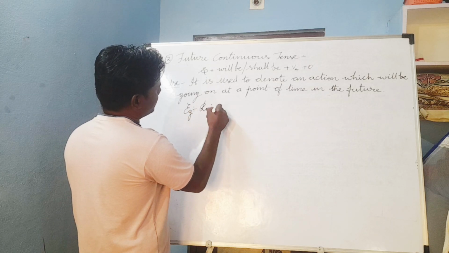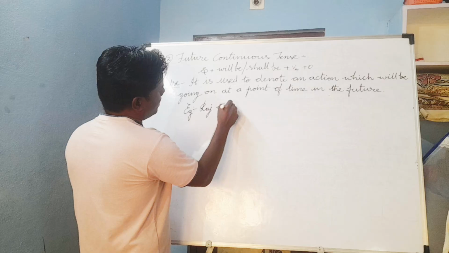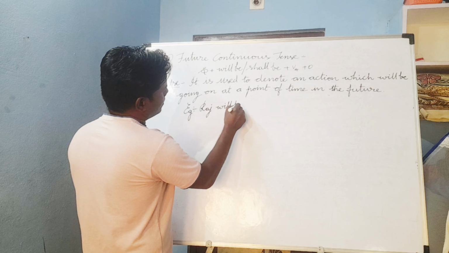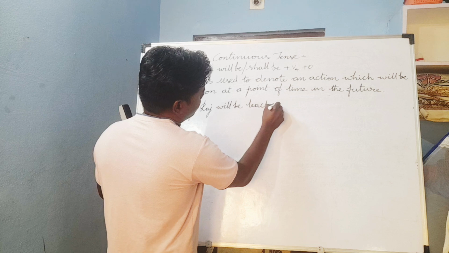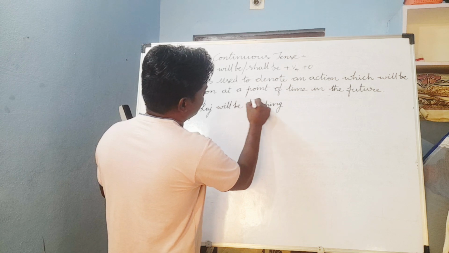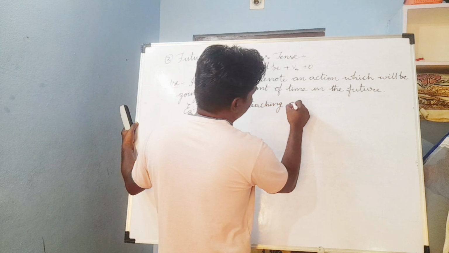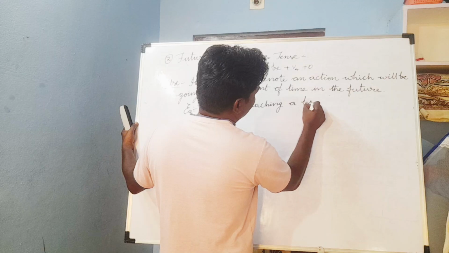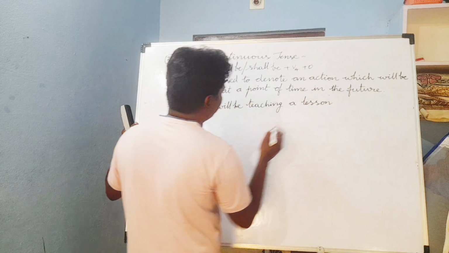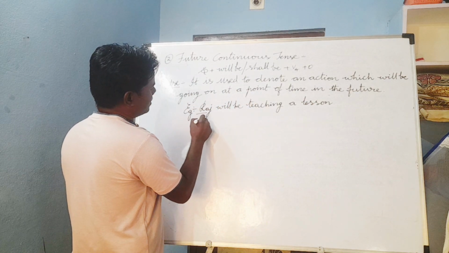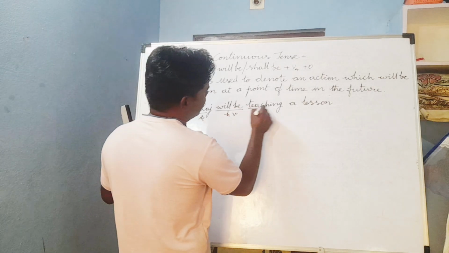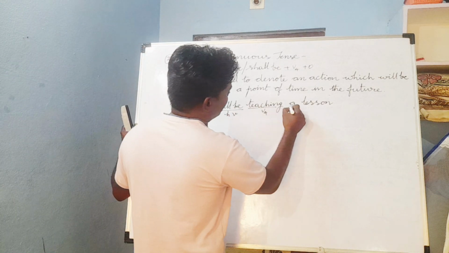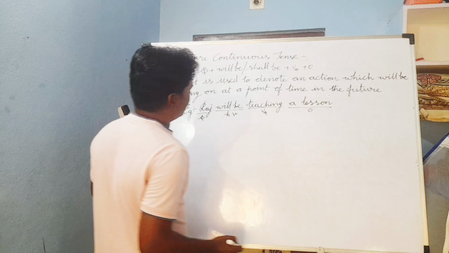Example: Raj will be teaching a lesson. Raj is the subject, will be is the helping verb, teaching is the V4 form, and a lesson is the object.